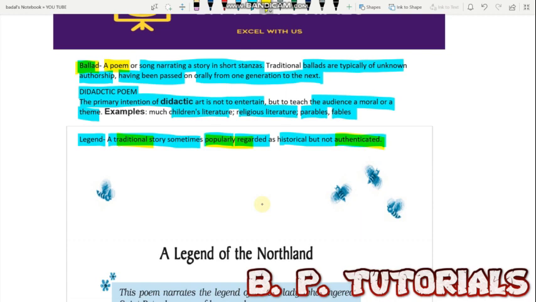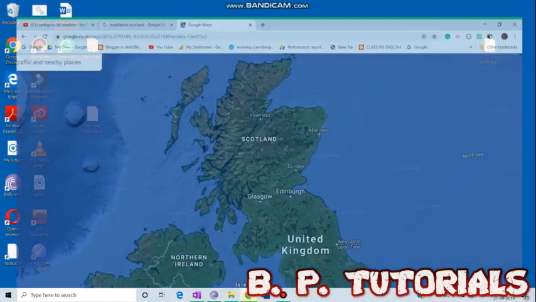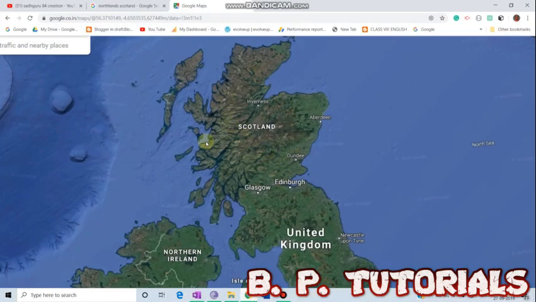There is no authentication done, and we shall get to see that this particular poem, A Legend of Northland, connects the place Northland. What is that? You'll find various thoughts about it, but this talks purely about the Highlands of Scotland, which is referred to as Northland. Some kind information: this is Scotland and the Highlands of Scotland, which is actually in the United Kingdom. We are going to talk about a story of this particular place.